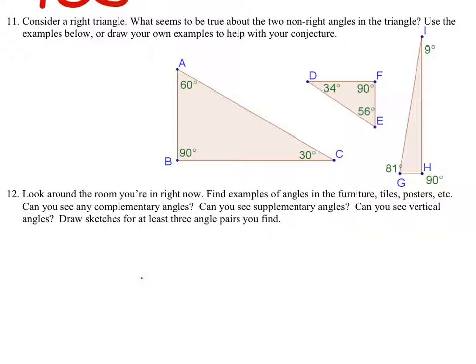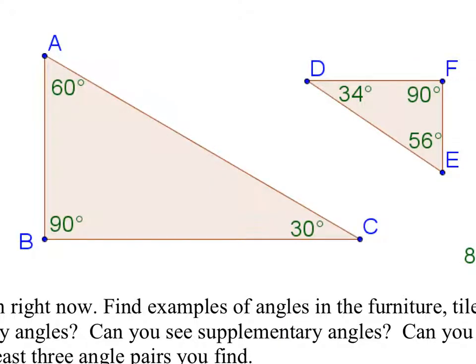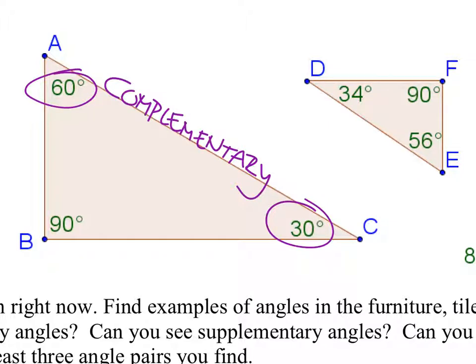Consider a right triangle. What seems to be true about the two non-right angles in the triangle? Use the examples below or draw your own examples to help with your conjecture. For these ones, we're not focusing on the 90 degree angles, just the other two. If I took this 60 and the 30, what do I get when I combine these? 90 degrees, which is what type of relationship? Complementary. Yeah, these two add up to 90 degrees.